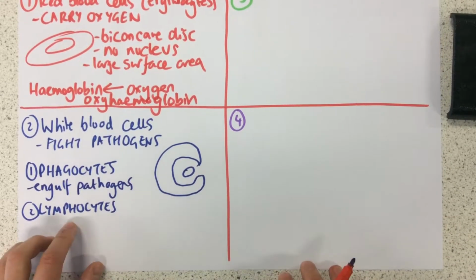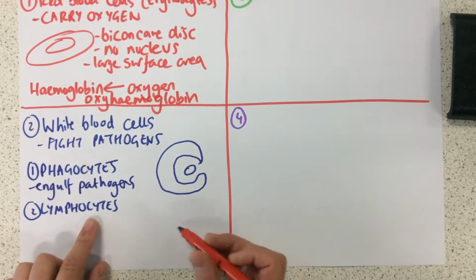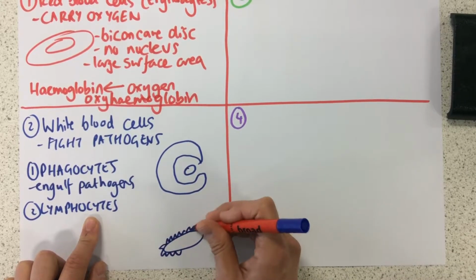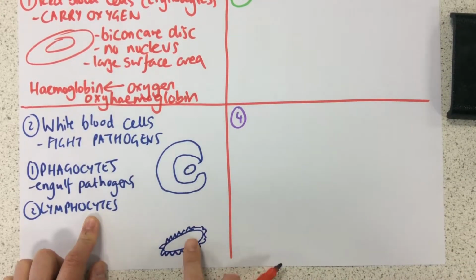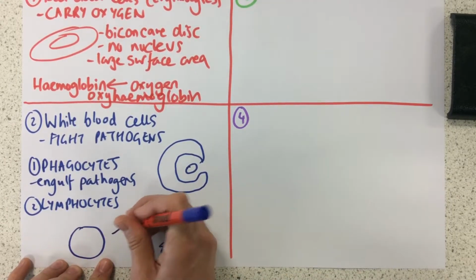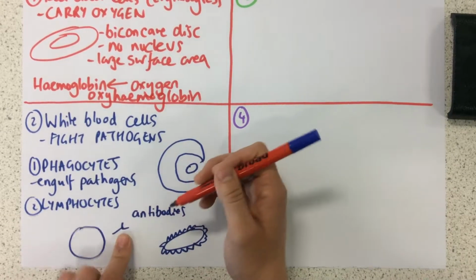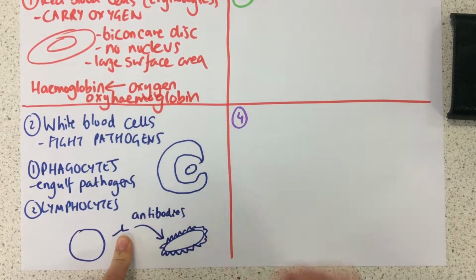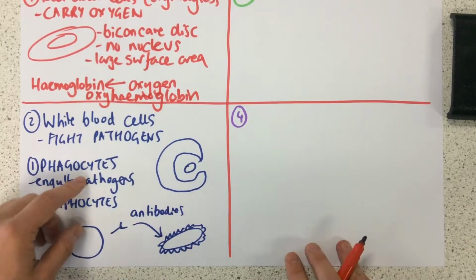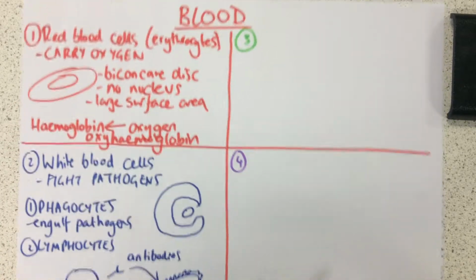Now, the other way that white blood cells can fight against pathogens is through lymphocytes. So let's say this is a pathogen that enters the body, right here. This is the microorganism that makes you ill. Lymphocytes release things called antibodies, and these antibodies can attach to the pathogen and help to break them down. So we've got the two different types of white blood cells: phagocytes that engulf and lymphocytes that release antibodies.